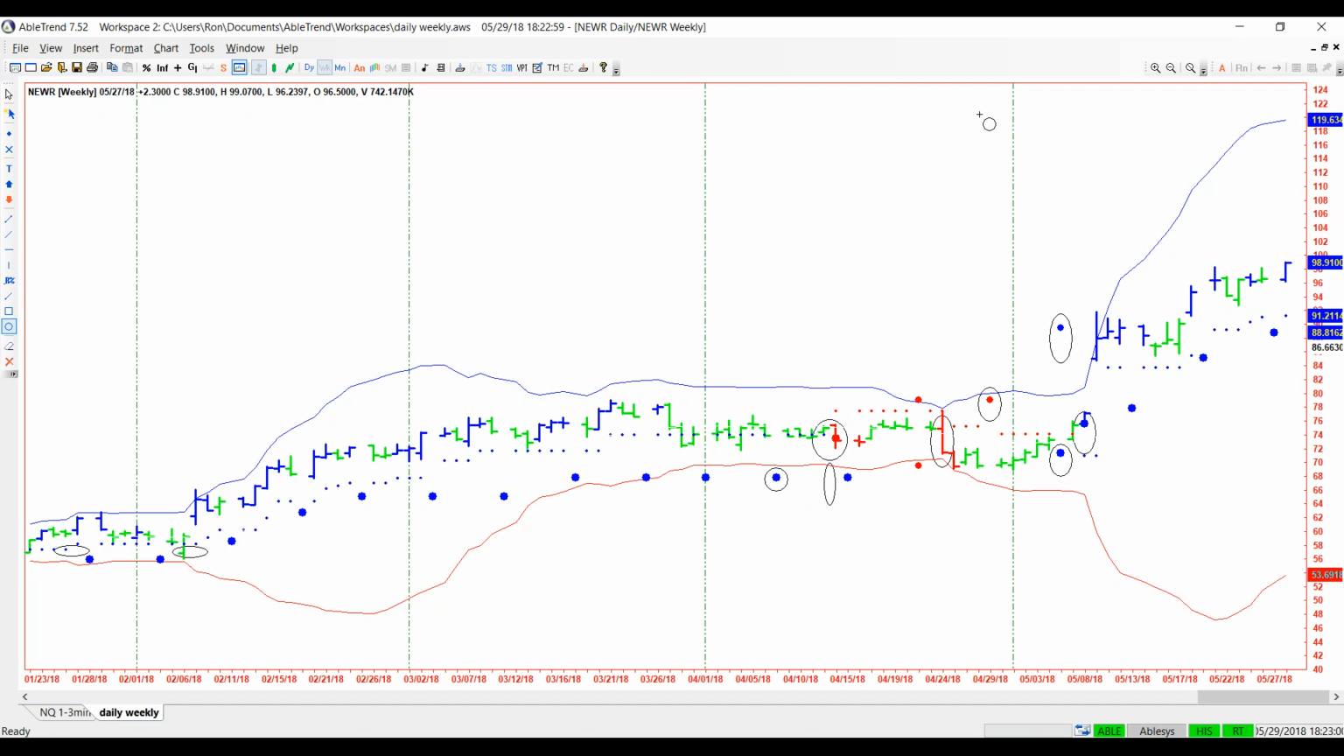Nothing you can do about that. There's no such thing as a 3-day chart. So we use Able Trend 3 instead of Able Trend 2. That makes up for it. So always use Able Trend 3 on the weekly or monthly charts.